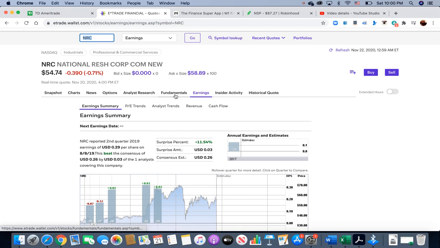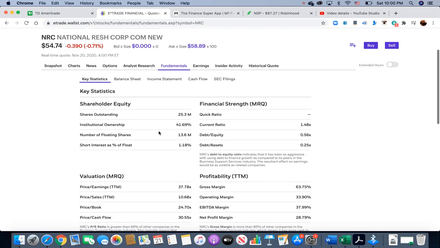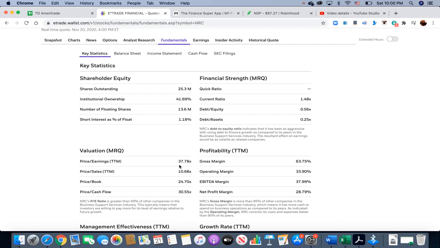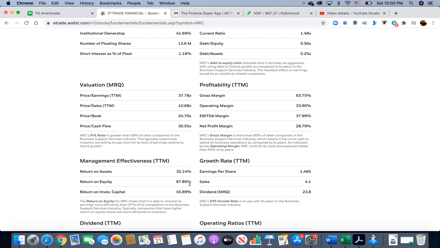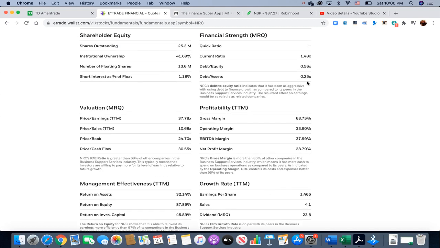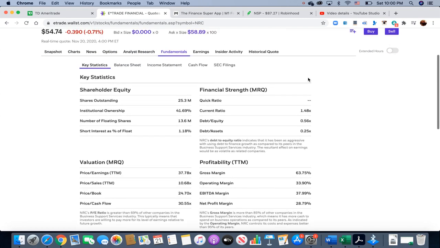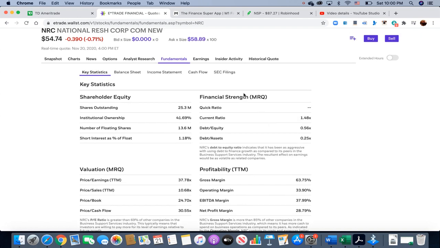Let's see the fundamentals. Price to earnings, it's not too bad. It's more expensive than I would like, but it's not too bad. The return on equity, obviously, we know that's going to be high. The debt is still kind of high up there. They have a lot of debt, but it's not too bad. 25 points is not too bad, but the fact that they're more aggressive than their peers raises our brow a little bit.